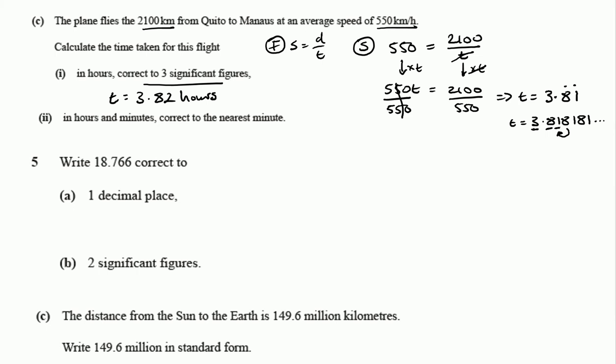Now to give this time in hours and minutes, correct to the nearest minute, I'm going to times by 60. I've obviously got 3 hours, I'm going to leave that alone. 0.82 hours. If I times that by 60, I'm going to get the minutes. So 0.82 times 60 gets me 49.2 minutes. So I'm saying 3 hours and 49 minutes, correct to the nearest minute. I'm going to leave off that 0.2.